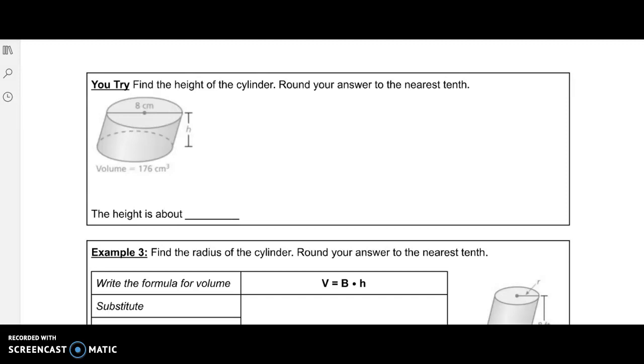So they gave us the volume again. So our volume, kind of hard to see now, but it's 176. Our height is what's missing, and our diameter is 8. So if our diameter is 8, then our radius equals 4. So first we need to find the area of the base.